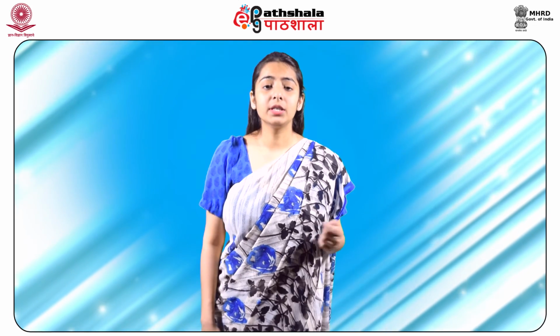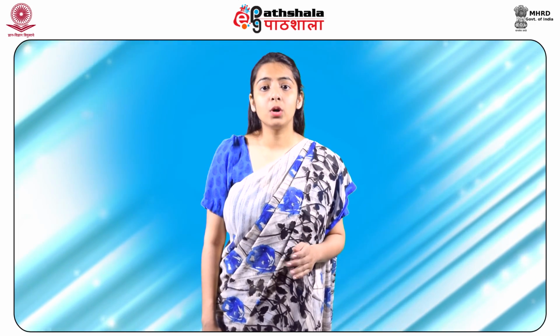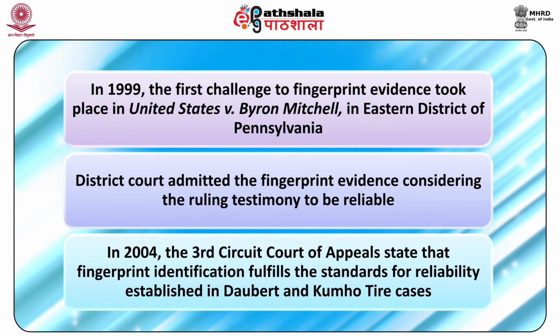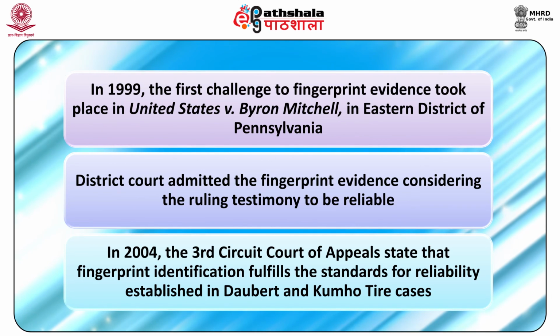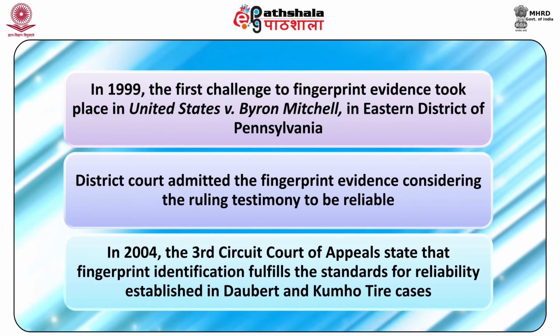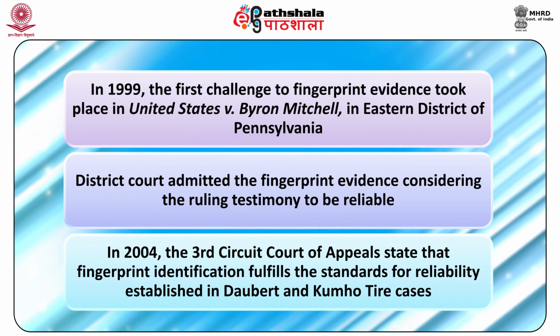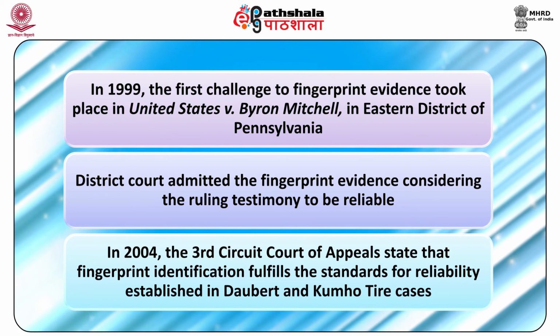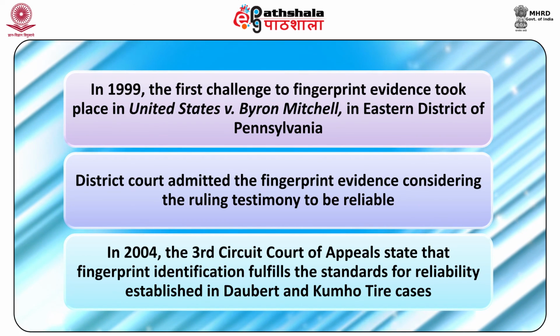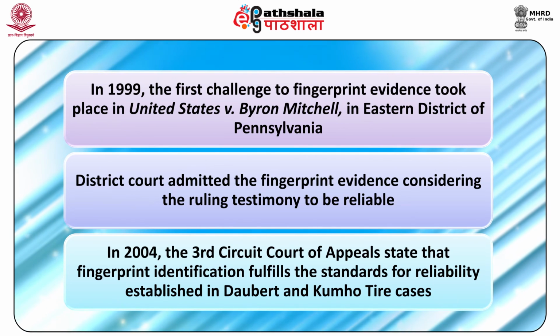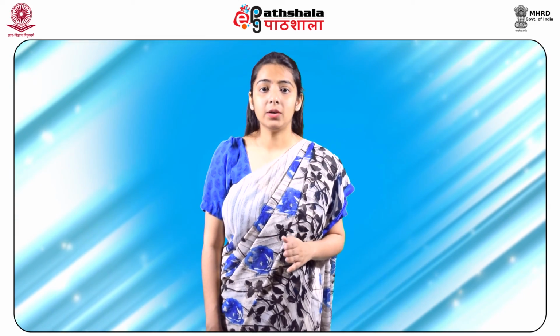Now, let us see the impact on fingerprints with respect to the Daubert Standard. The admissibility of fingerprints as scientific evidence fell into a controversial situation after Daubert's ruling. In 1999, the first challenge to fingerprint evidence took place in United States versus Byron Mitchell in the Eastern District of Pennsylvania. In this case, the District Court admitted the fingerprint evidence, considering the testimony to be reliable. In 2004, the Third Circuit Court of Appeals stated that fingerprint identification fulfills the standard for reliability established in the Daubert and Kumho cases. In another case, United States versus Llera Plaza, the ACE-V method of fingerprint identification was only partially admissible as the method failed to fulfill the following parameters of the Daubert ruling.